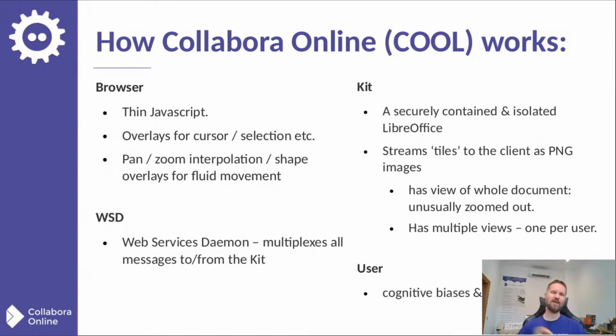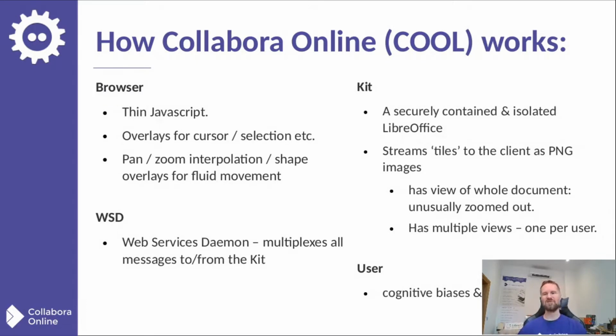On the server side, we have the web services daemon, which multiplexes all the requests and ultimately is not very interesting. It has some caches in it of tiles and so on, but it coordinates messages. Then essentially the browser is talking almost directly to the kit at the back end, which isolates and contains that LibreOffice kit, or LibreOffice technology core. And this then renders the tiles and streams them as PNG to the client.